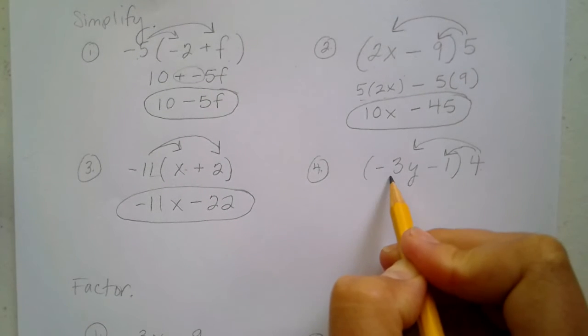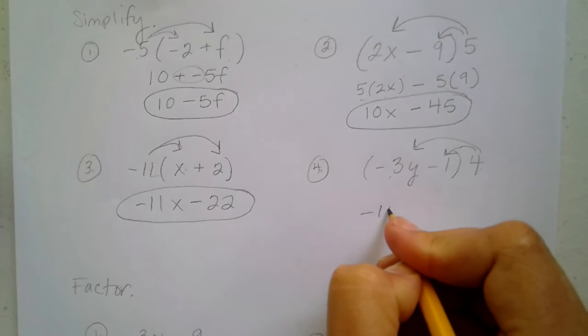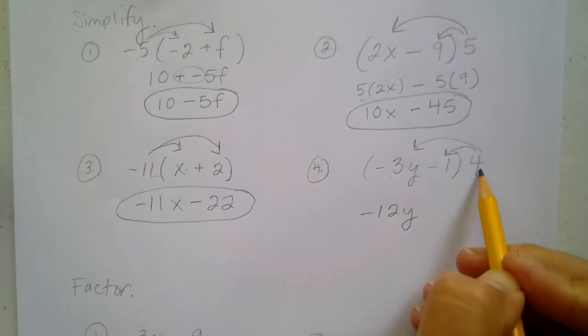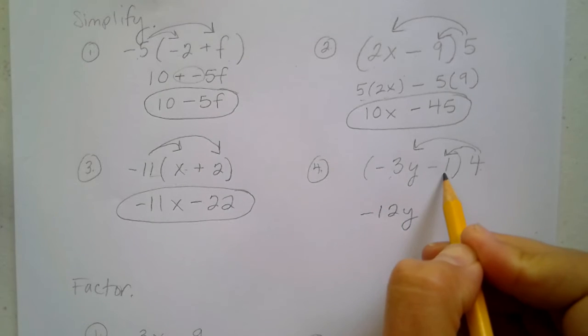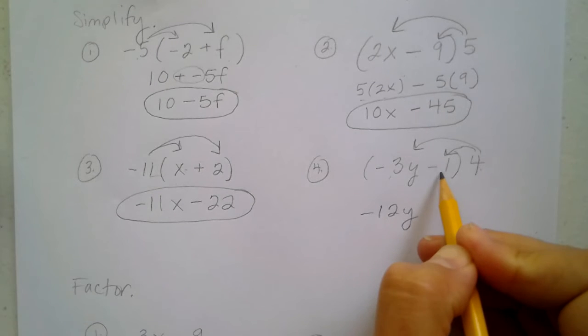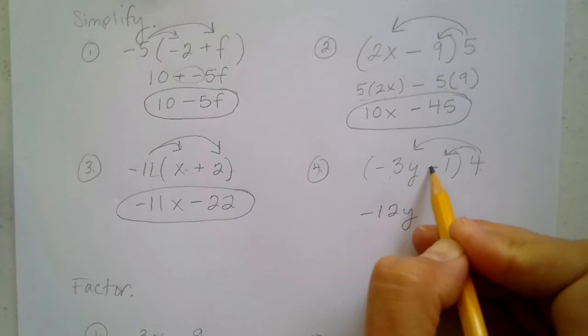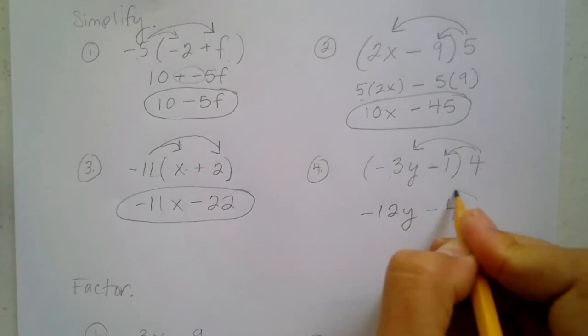Okay, 4 times -3y. So 4 groups of -3y would be -12y. Remember, a positive times a negative is a negative. Again, we have a positive, and you could look at this as a positive times a positive with a difference. So minus 4 groups of 1 would be a -4.